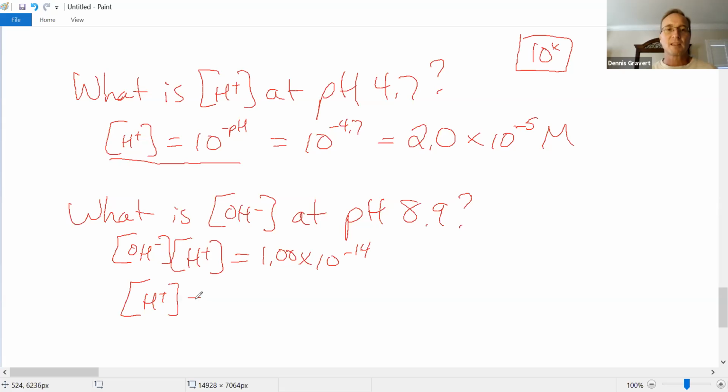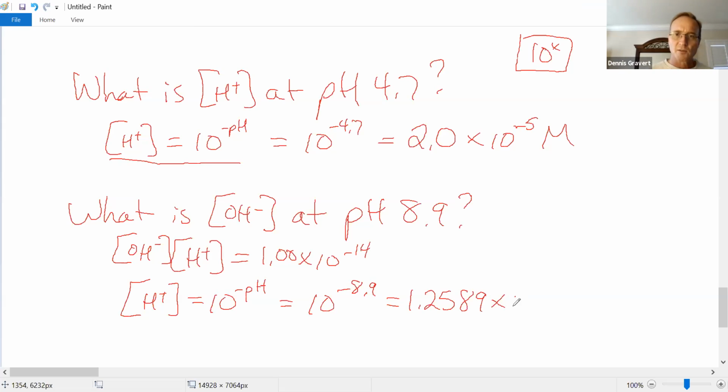The H plus ion concentration is 10 to the minus pH. And so pH is 8.9. So 10 to the minus 8.9, put that in your calculator. And don't round it off yet, because we still have to do more math. So I'm going to keep a whole bunch of digits so I can avoid a rounding error. And brackets means M. So there you go. The H plus ion concentration is 1.3 times 10 to the minus 9 at pH 8.9. But that's not what it wants. The question wants hydroxide ion concentration.